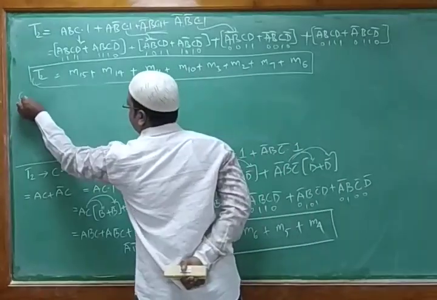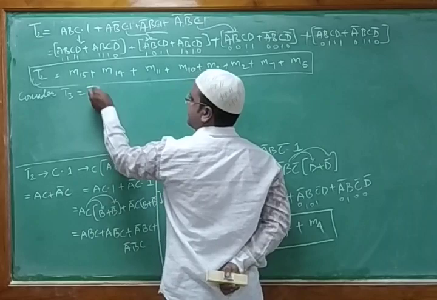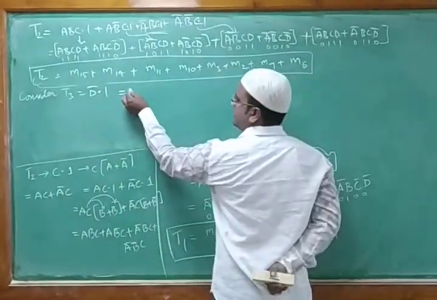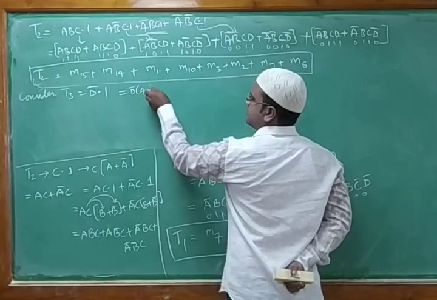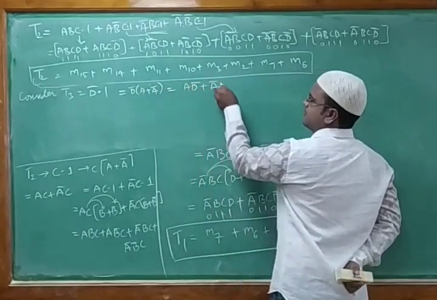Let us consider your term 3. It is nothing but D bar. So D bar into 1. So what is D bar into 1? I am starting with A. So I can write D bar into A plus A bar. It is nothing but A D bar plus A bar D bar.